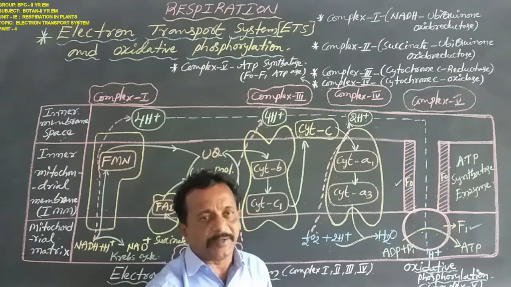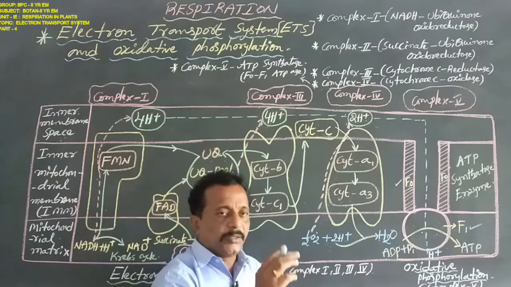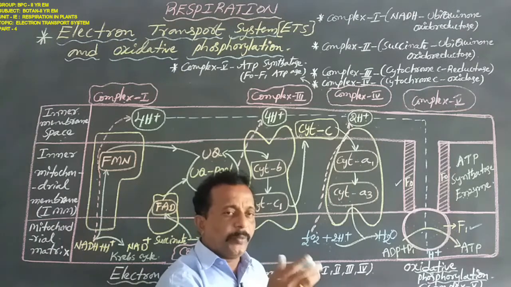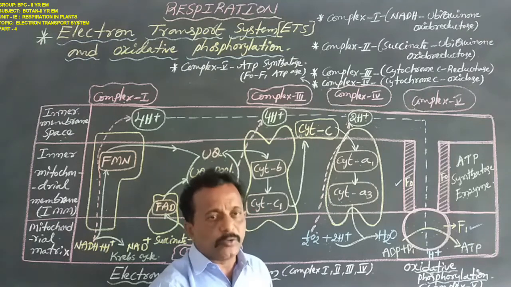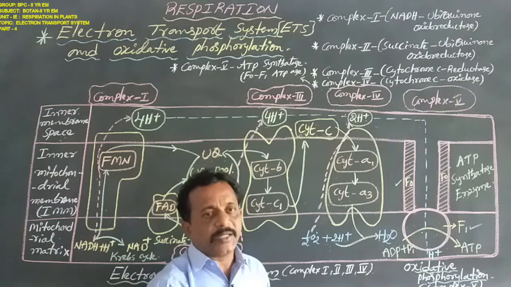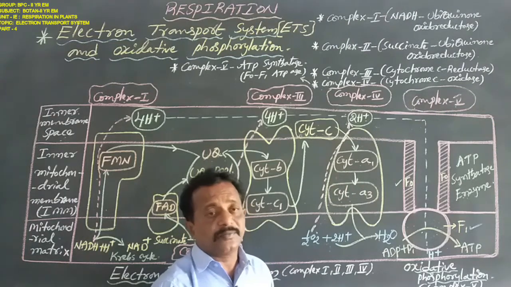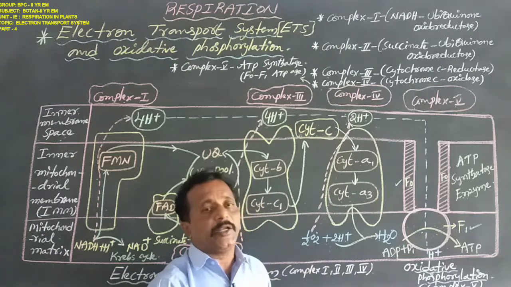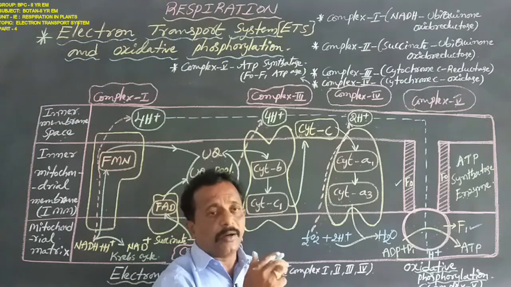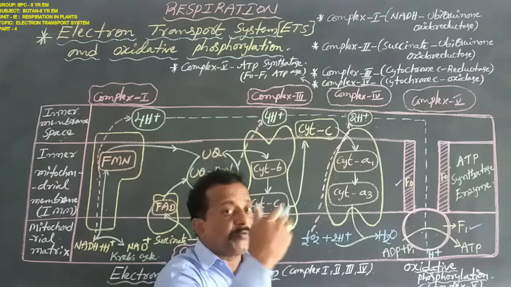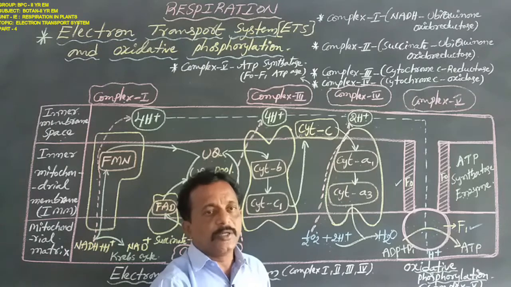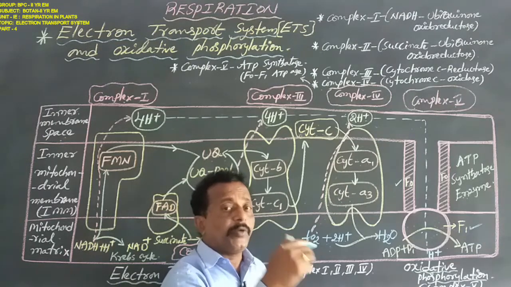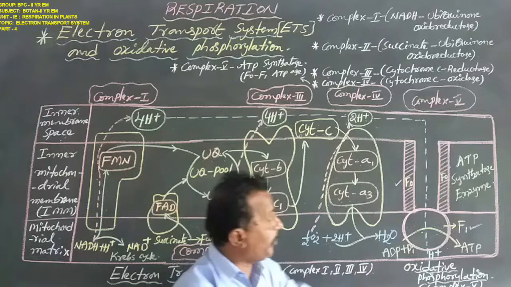This is a common phenomenon: 3 protons make 1 ATP molecule. But in the Krebs cycle, one oxidized NADH2 forms 3 ATP molecules, and one oxidized FADH2 forms 2 ATP molecules.